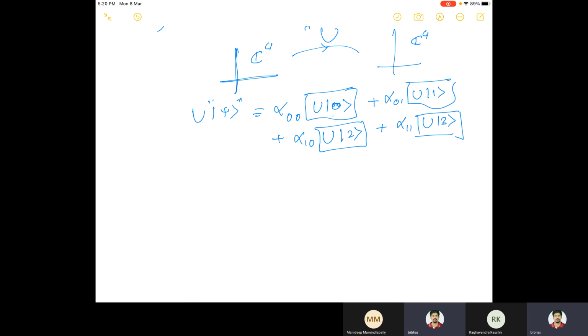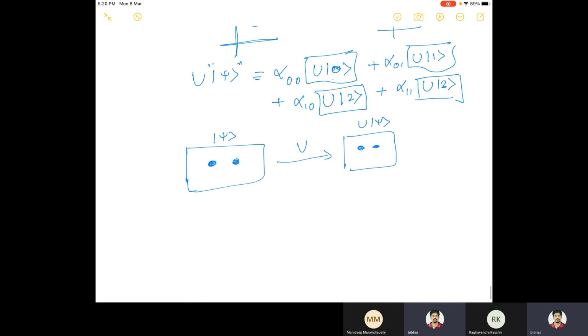Now since we have two qubits, you can assume this is a register where we have one qubit here and another qubit here, and the joint state is psi. I don't know what it is, let's say the joint state is psi. Although I'm writing this as a different register, it's the same register. It passes through this, and then we have U psi.